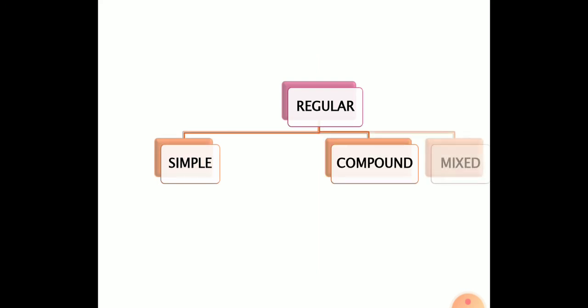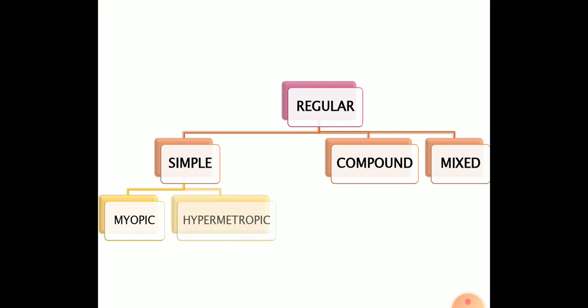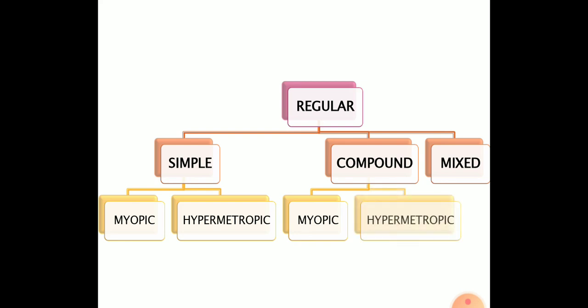In simple myopic astigmatism, one meridian falls on retina and another meridian falls on myopic side. In simple hypermetropic, one meridian on retina and another meridian on hypermetropic side. In compound, both the meridians either in myopic side or in hypermetropic side, and in mixed, one meridian is in myopic side and another meridian in hypermetropic side.